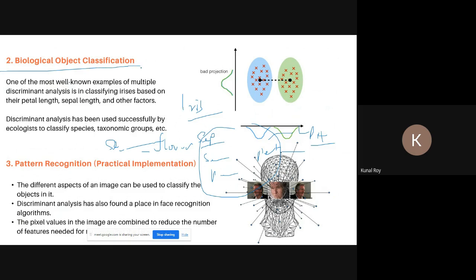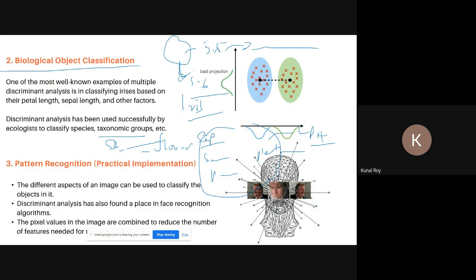classification also. Taxonomic groups of people also. Suppose in this area, the average height is coming out to be 5.5, so it must be in this area. In this area, the average height is coming out to be 5.6. We are predicting that using the LDA approach. So this can be taxonomic groups also.